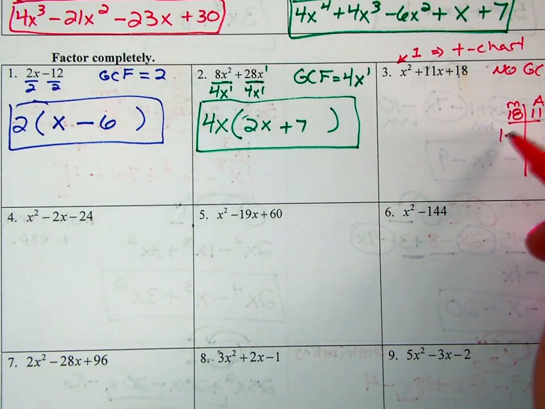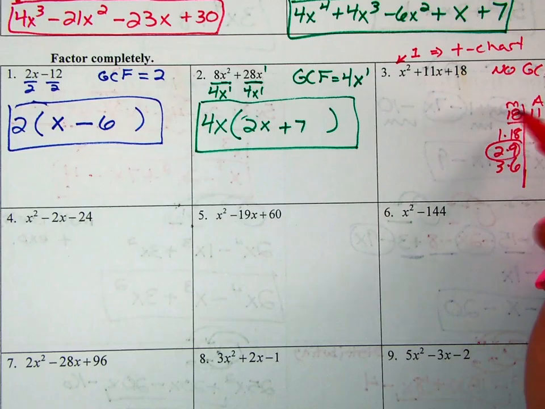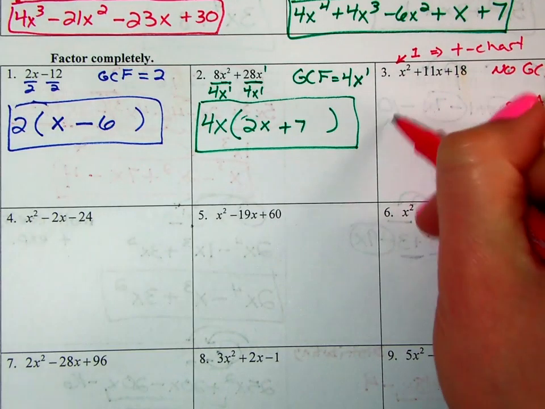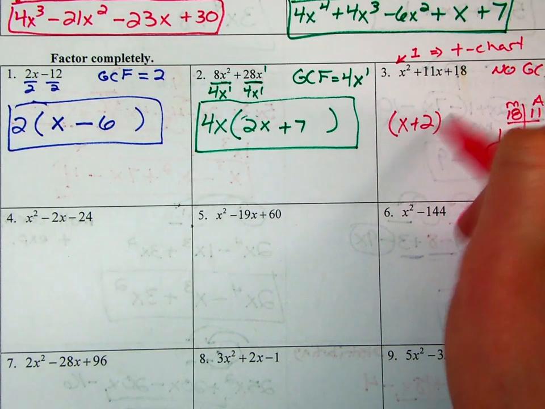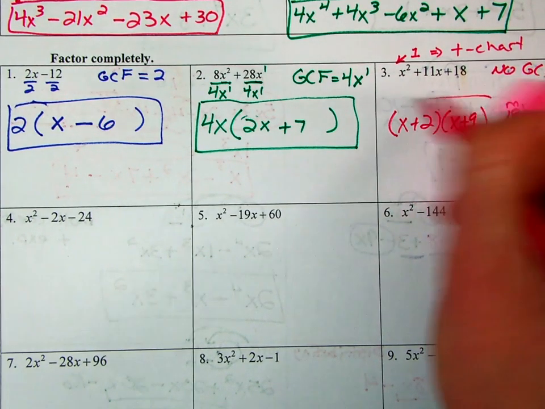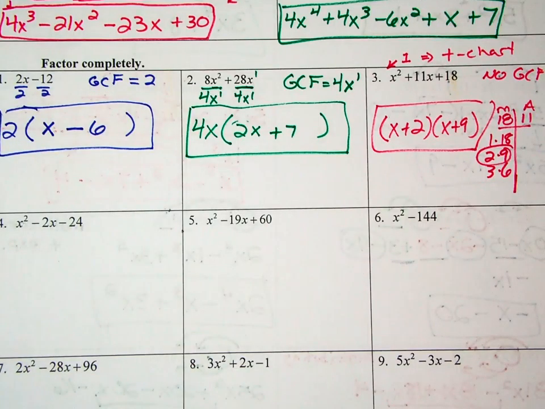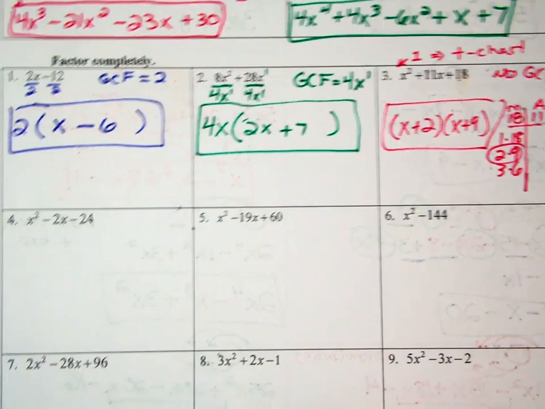So 1 times 18 is 18, 2 times 9, 3 times 6, 4 doesn't work, 5 doesn't work. So now I need to find one of these that would give me 11, and 2 and 9 combine to give me 11. And since these are all positive, these stay positive. So we have x plus 2, x plus 9 as our final answer for that one. All right.